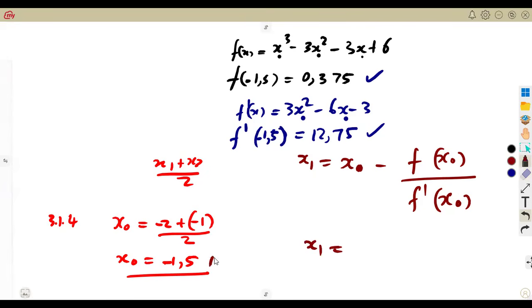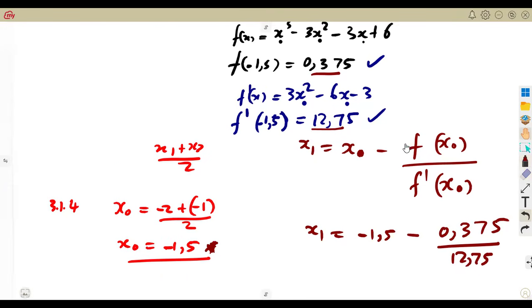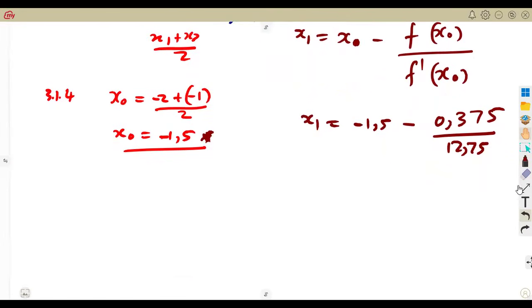Now, for your better approximation, it's minus 1,5 minus f of x naught, which is 0,375, over the first derivative, the numerical value, which is 12,75. So you're going to simplify this. It's going to give us minus 1,5294116. So to 3 decimal places, minus 1,529.